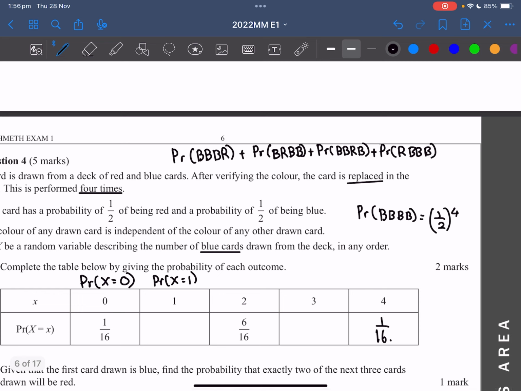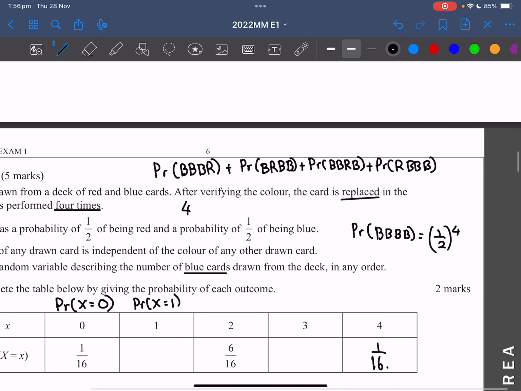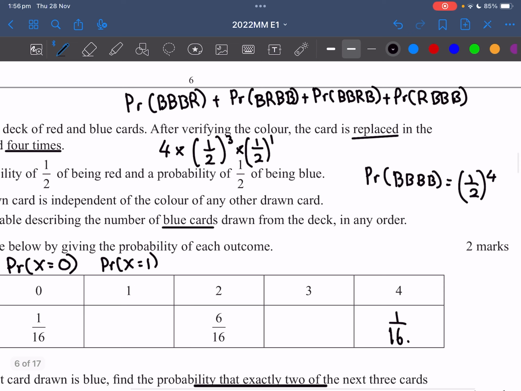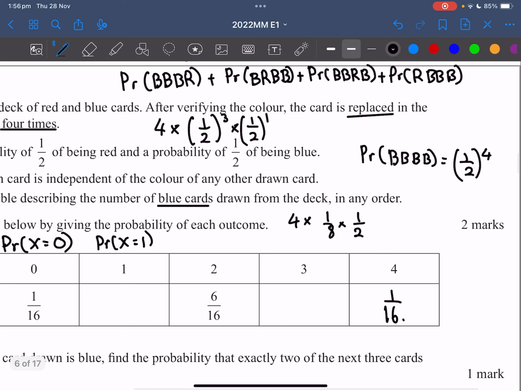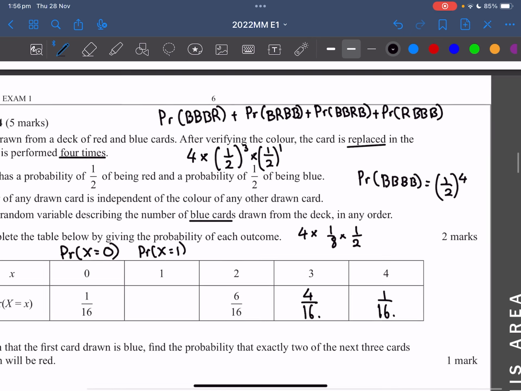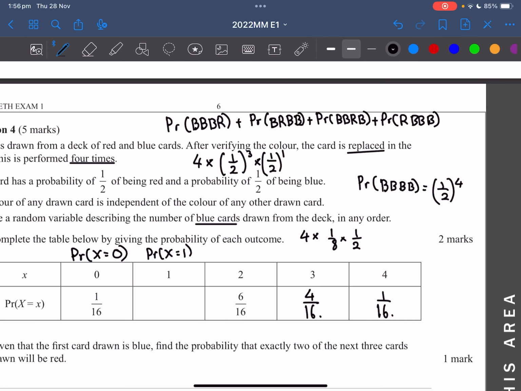We have four ways we can achieve 3 blues, because there are 4 trials. So 4 times the probability of success, which is 1 on 2 to the power of 3. This is basically like applying the nCr formula, times the probability of failure, which is 1 on 2 to the power of 1. If I simplify this, I get 4 times 1 on 8 times 1 on 2. So our answer for this is 4 on 16. Hopefully that made sense.